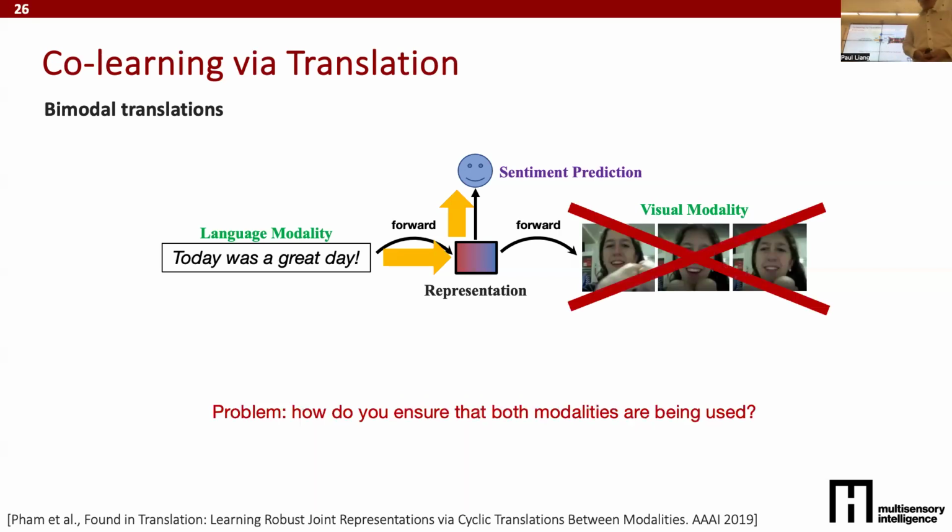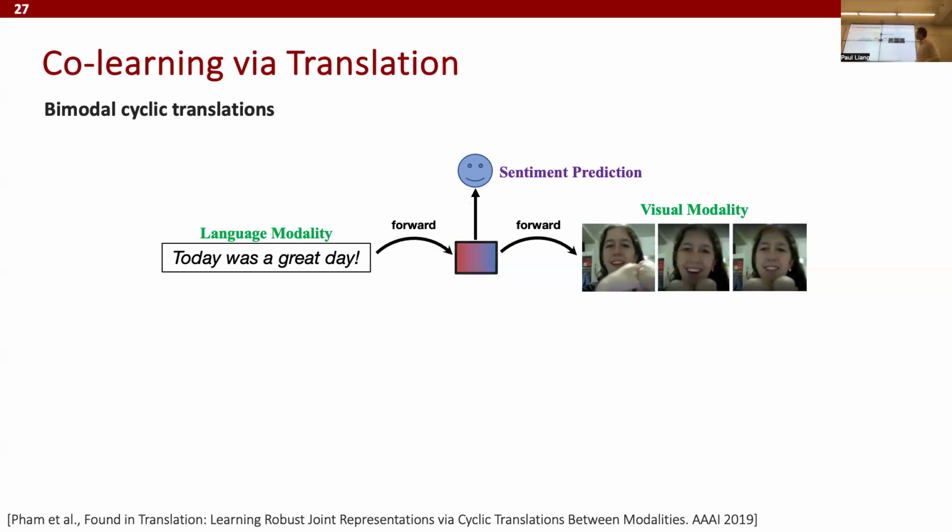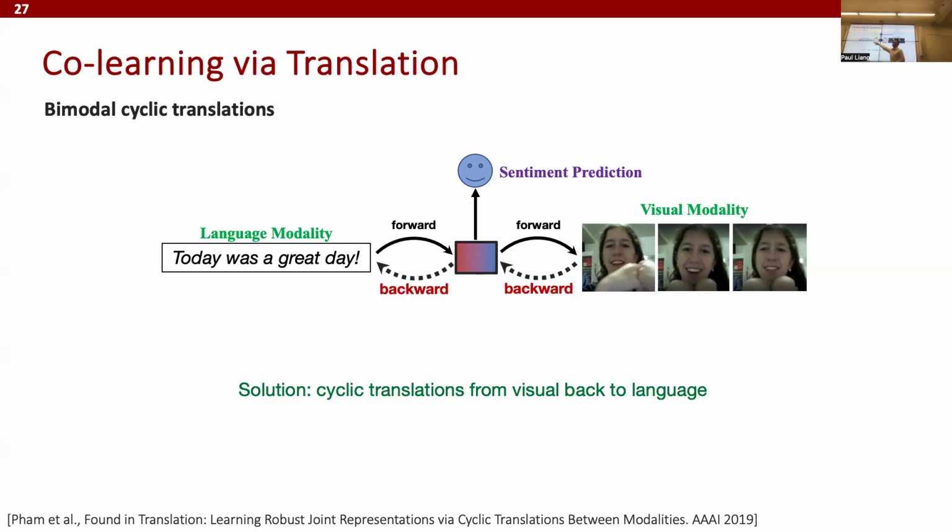So we also showed here that these bimodal translations further improve performance. So you could first use language to predict vision and go through a representation. And then you will use what you predicted in the visual space to reconstruct the original language. So this idea of cycle consistency, right? If you use language and you're terrible at predicting vision and it's all like random noise, then you'll be even worse at reconstructing the original sentence.